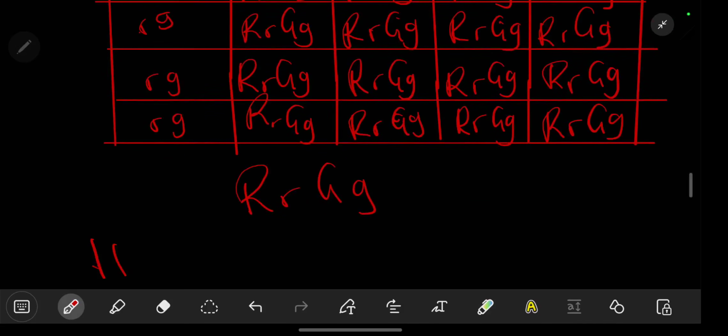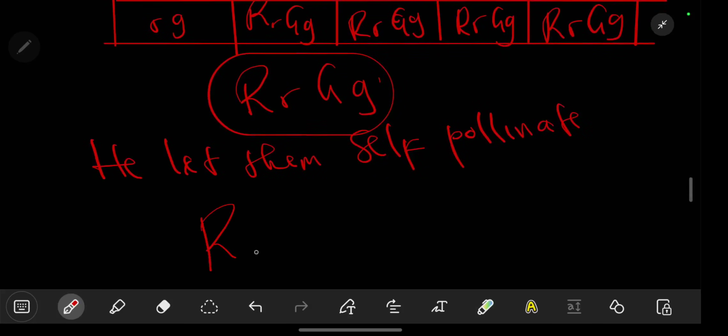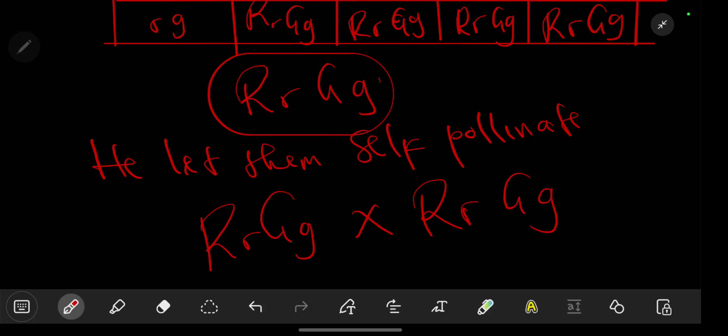Then from here, he lets them self-pollinate. By self-pollinate, it means he let it fertilize itself, meaning with the same genes, it fertilizes itself, therefore it shall look like something like this. So from this you are now able to get a 9 to 3 to 3 to 1.